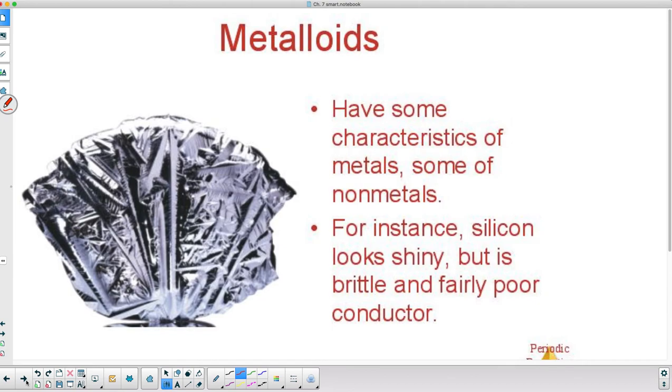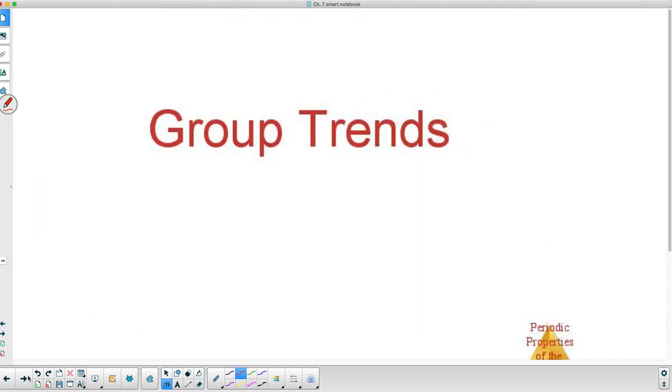So metalloids, they have characteristics of both. Some of the nonmetals, such as silicon, can be, under certain circumstances, an insulator, and it can also be a conductor, which is why it's used for circuit boards. So for instance, silicon looks shiny but is brittle and a fairly poor conductor under certain circumstances and a good one under others. So that's 7.6. Let's take a look at some group trends.